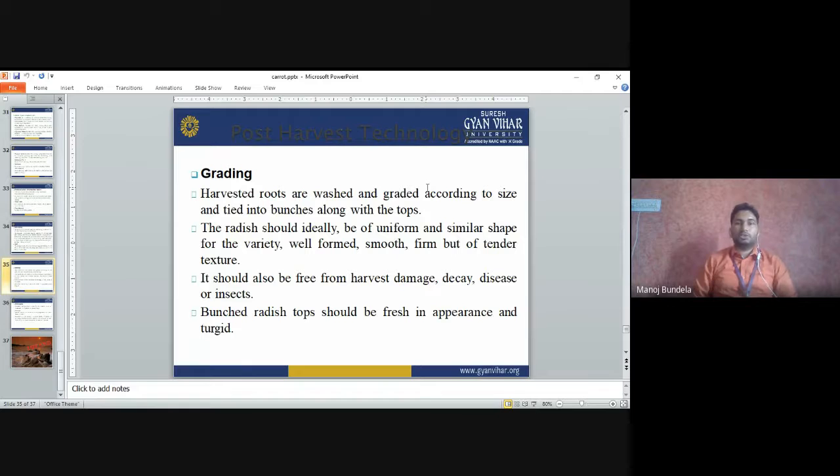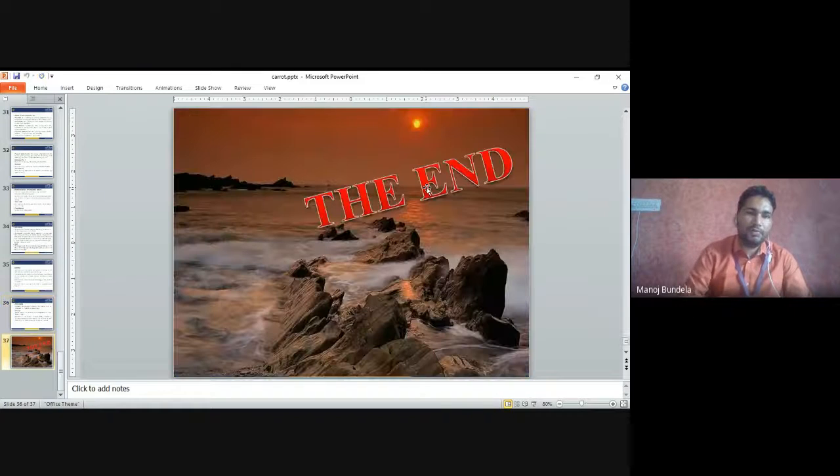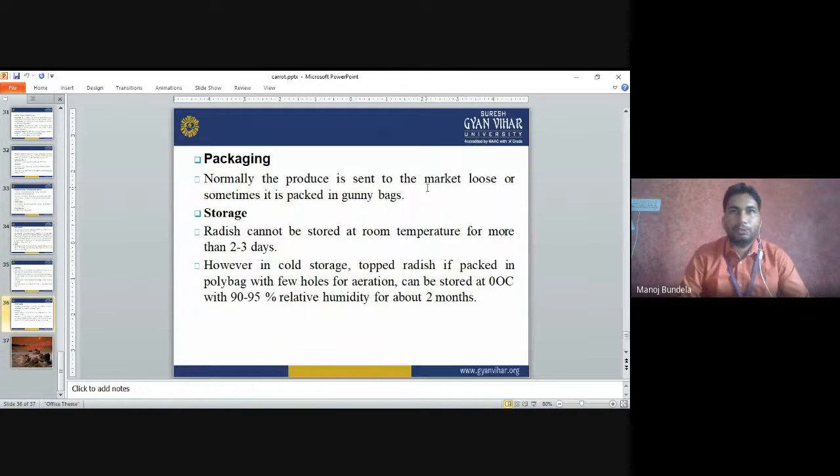There are also some physiological disorders in radish. The first one is forking. Forking mainly occurs due to a hard soil pan. If the soil is hard and we sow the seeds, the roots will not penetrate, and they will start forking, meaning fork-like roots will develop. Second, when we apply FYM, we have to apply well decomposed FYM. If we do not, forking will start and the roots will not develop properly.